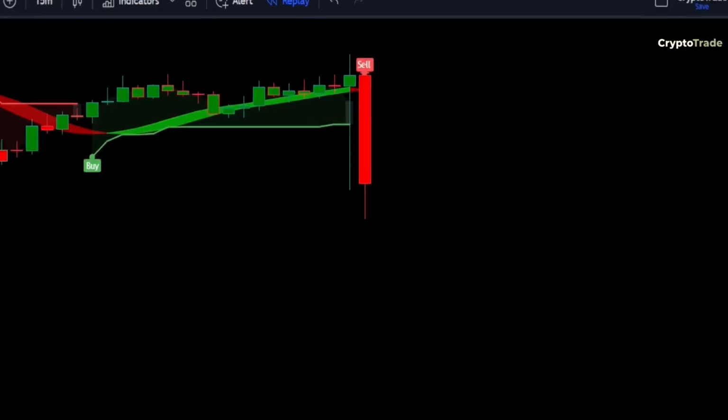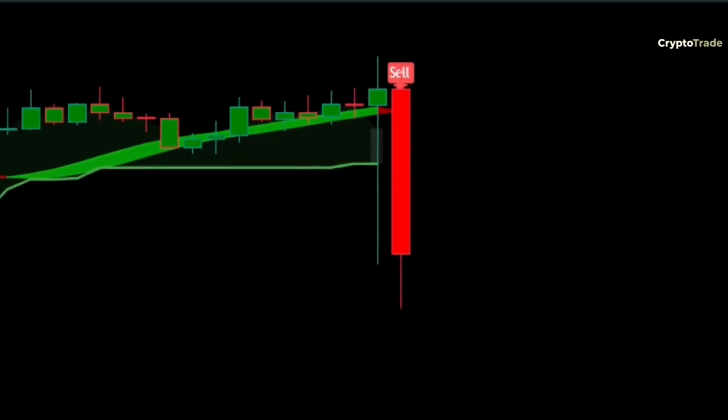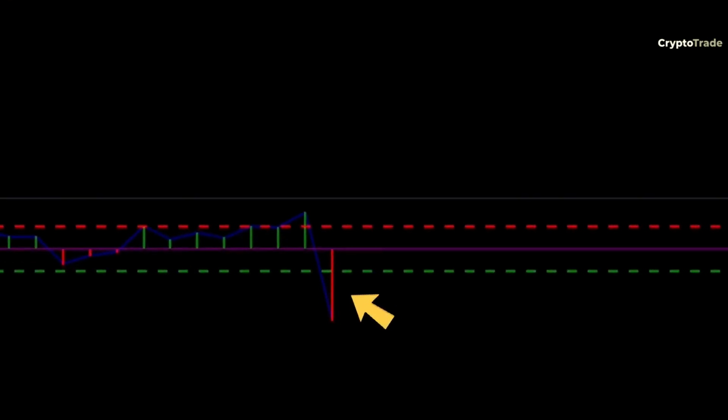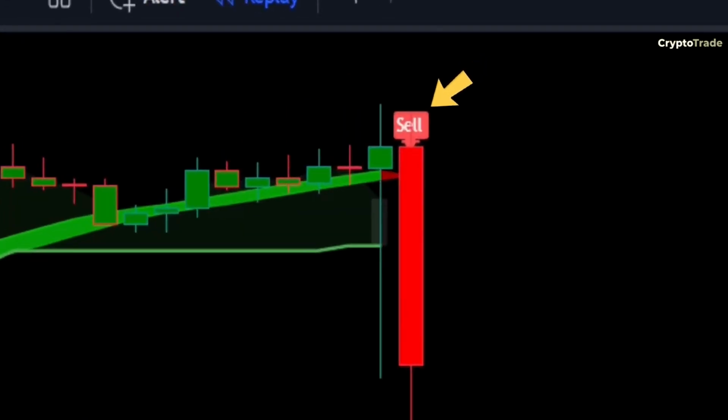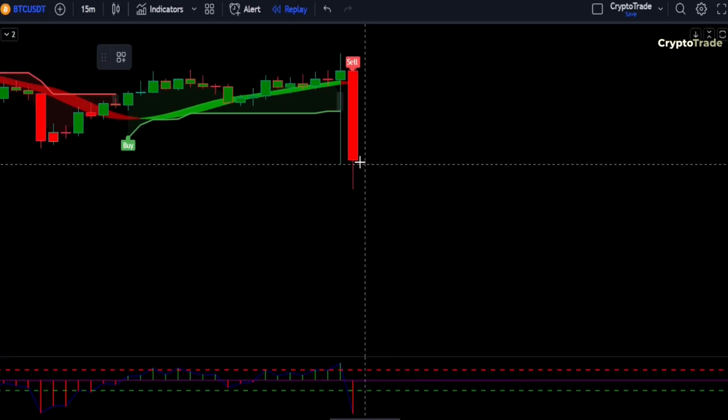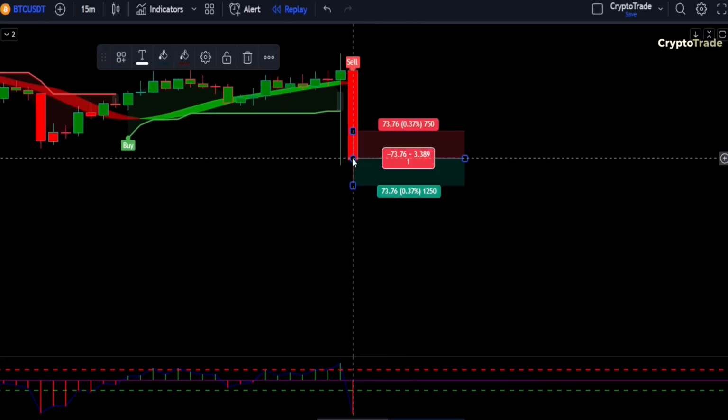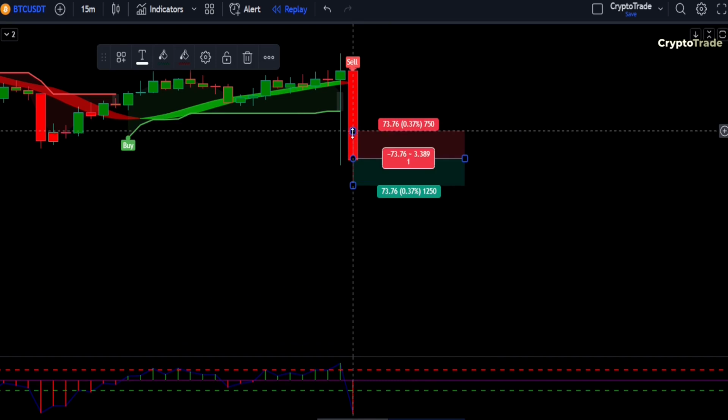For a sell order, whole suite indicator must be red. RSI HISTOALERT indicator must be red and below the green dotted line. Wait for a sell signal from SUPERTREND indicator. If these conditions are met, place a sell order at the closing of the red candle.